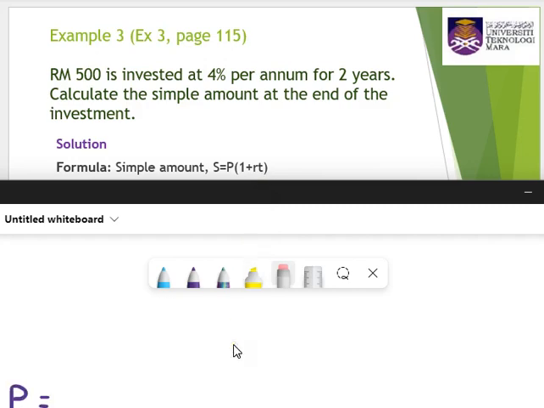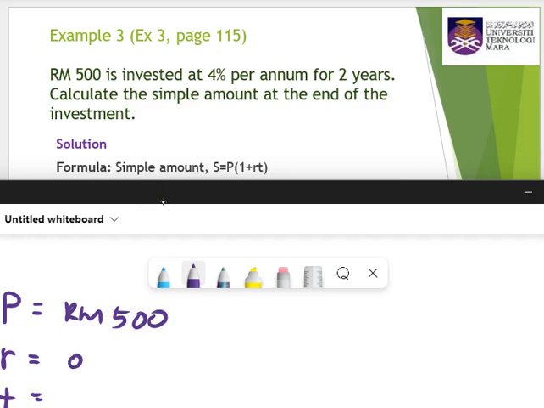your P value. What is your P value? R and the T. So your P value is RM 500. Invested at 4%, so 4 divided by 100 is 0.04. T is 2. Okay, so without further ado, just use your formula.